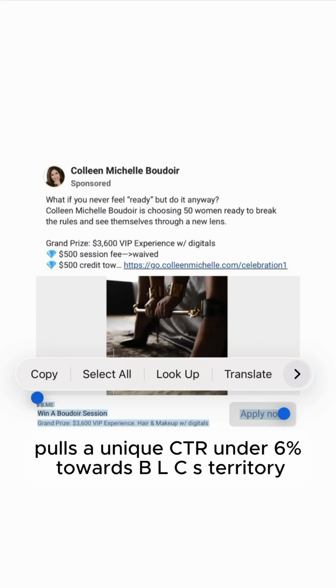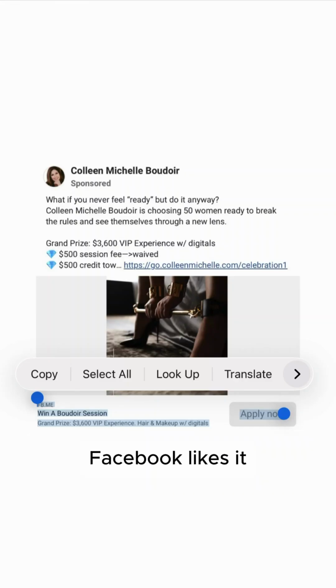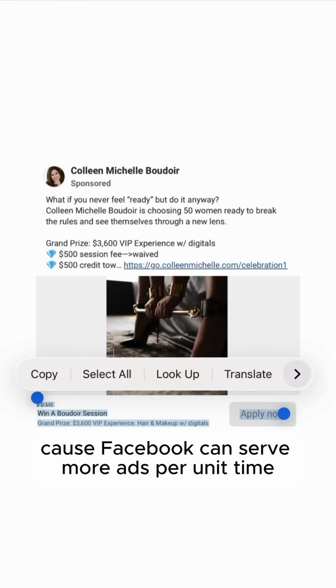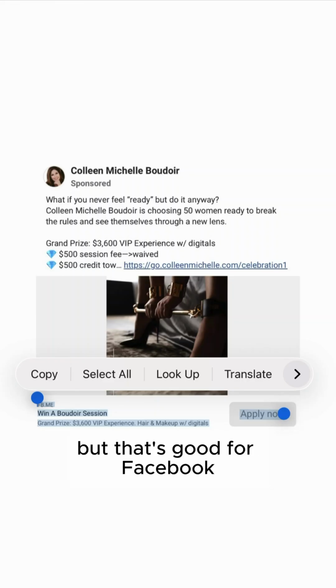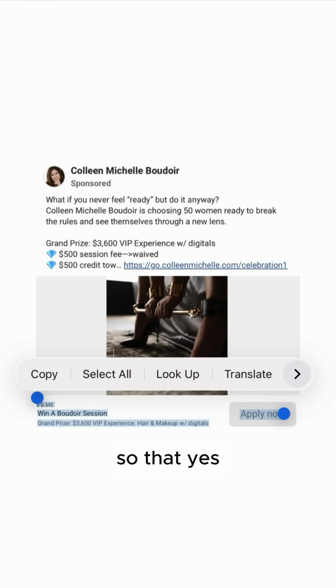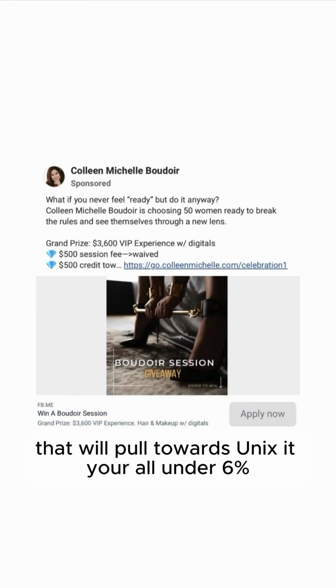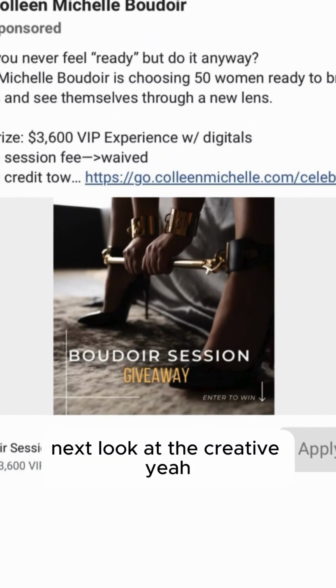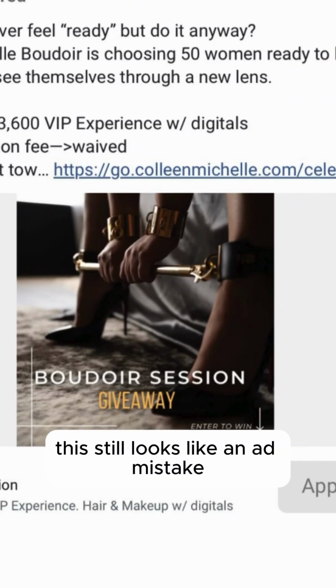Pulls our unique CTRL under 6% towards BLCS territory. Facebook likes it because Facebook can serve more ads per unit time, but that's good for Facebook. I care about what's good for us, the Boudoir photographer. So yes, that will pull towards unique CTRL under 6%. Next, looking at the creative, yeah, this looks like an ad mistake.